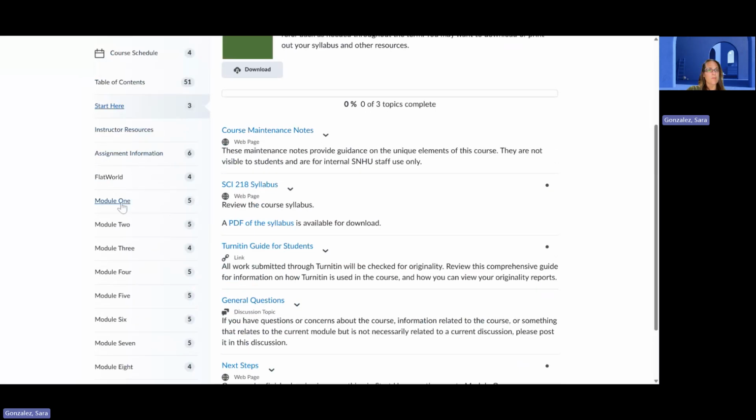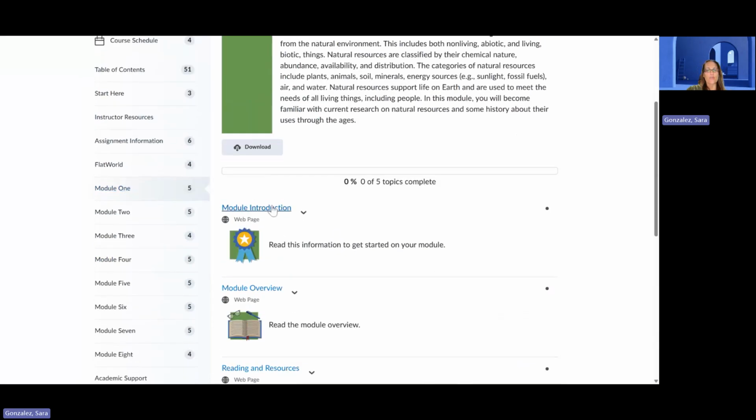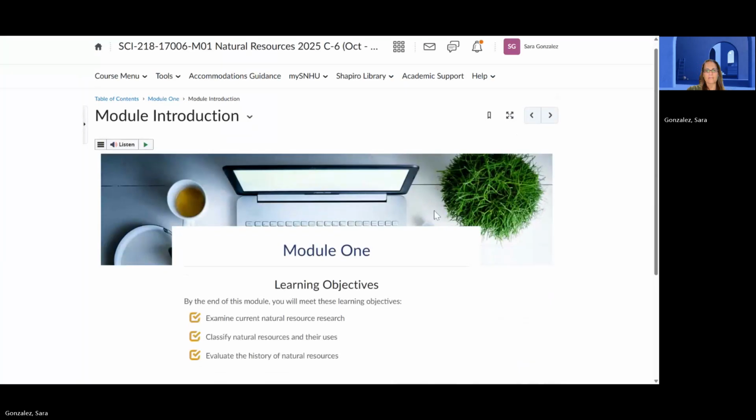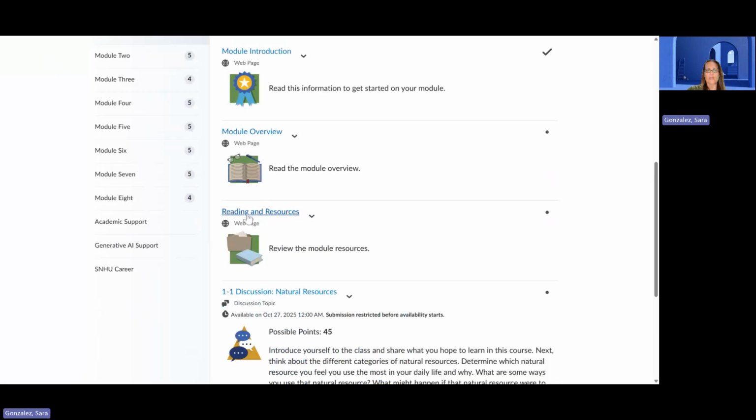So let's go ahead into module 1. This is just a brief overview of natural resources, looking at what are natural resources, where do they come from, are they living, non-living, how are they classified here. So the module introduction, again, is just the objectives of what we're going to be learning here. The main tab that you're going to be paying attention to is the readings and resources, so I'll go to that one as well.